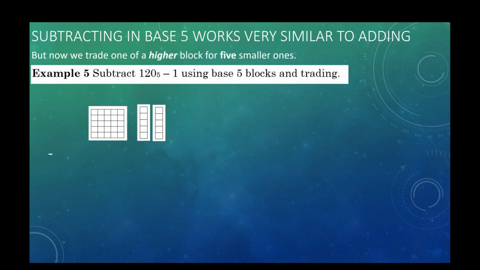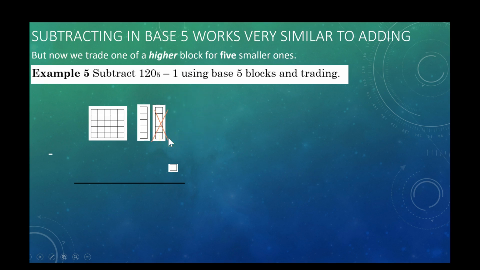We have 1, 2, 0. That is 1 flat, 2 rods, and no ones. And we want to subtract 1 unit from that. Right now, we can't subtract that 1 unit because we don't have any units to subtract it from.